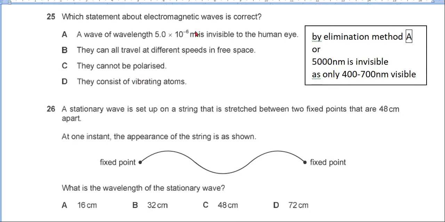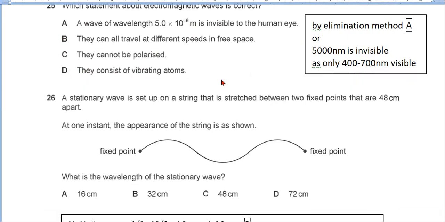Which statement about electromagnetic waves is correct? You can answer this question by elimination. They cannot be polarized? No. They consist of vibrating atoms? No, they move through a vacuum. They can all travel at different speeds in free space? No, they travel at the same speed of light. Now, if we convert meters into nanometers, we see that this is invisible for us. We can see only from 400 to 700 nanometers.